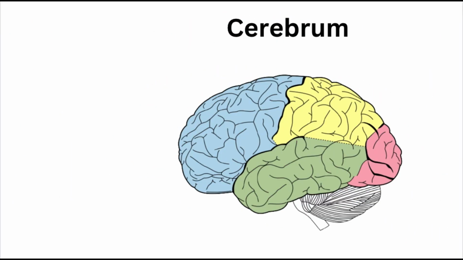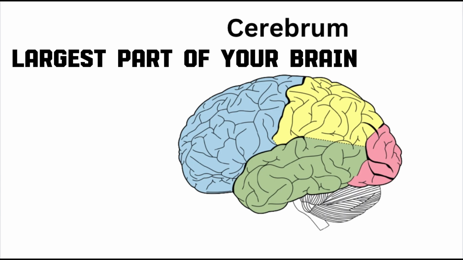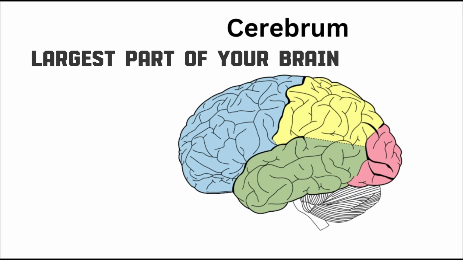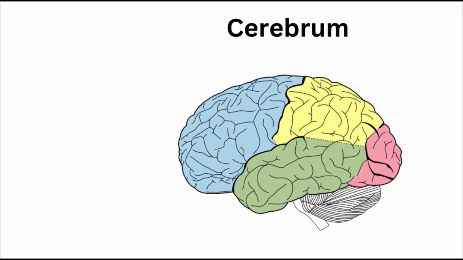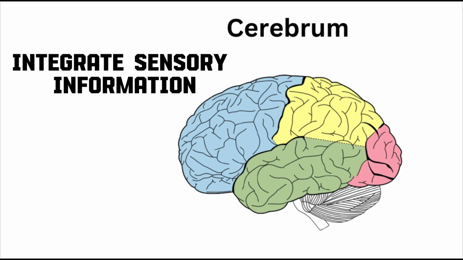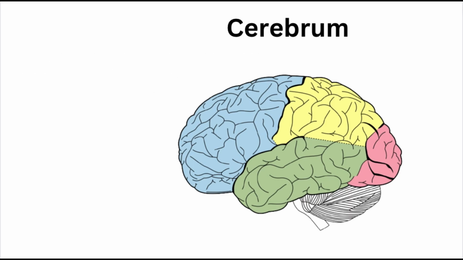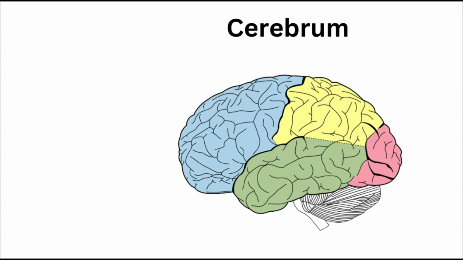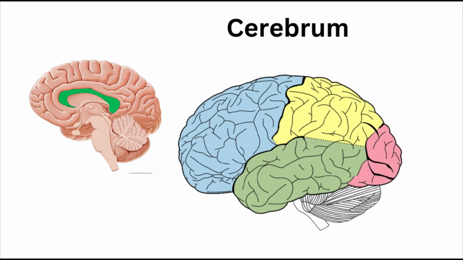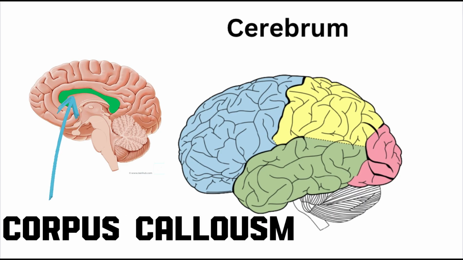Now let's talk about the cerebrum. The cerebrum is the largest part of your brain. It's also the most important. The cerebrum's main function is to integrate sensory information from the environment. The cerebrum is divided into two main hemispheres, the right hemisphere and the left hemisphere. These two hemispheres are connected by a fibrous tissue called the corpus callosum.